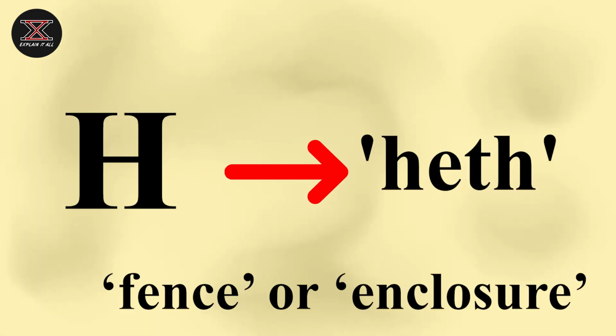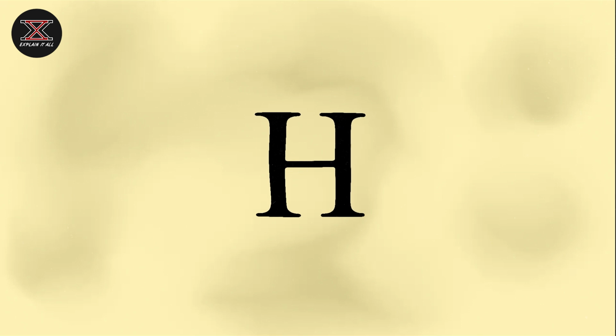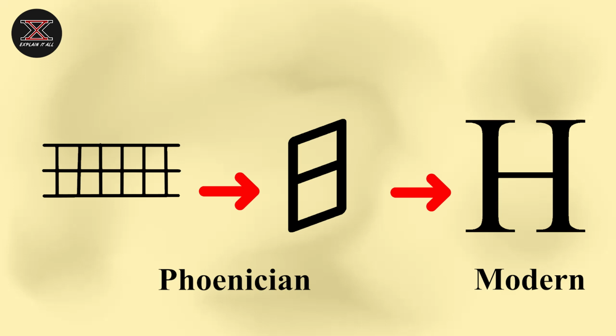H comes from the Phoenician letter Heth, which likely represented a fence or enclosure. The Greeks used it as eta, and the Romans brought it into the Latin alphabet as H. The letter has maintained its structural integrity and meaning over centuries.